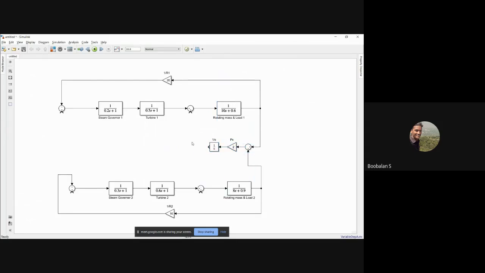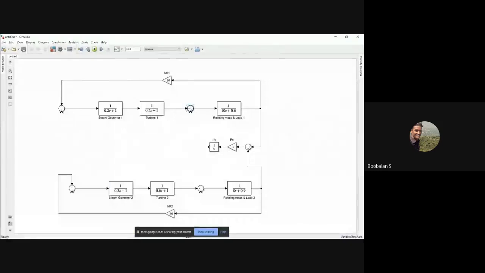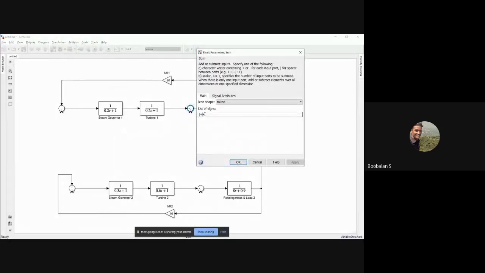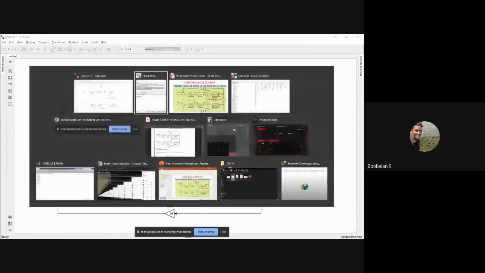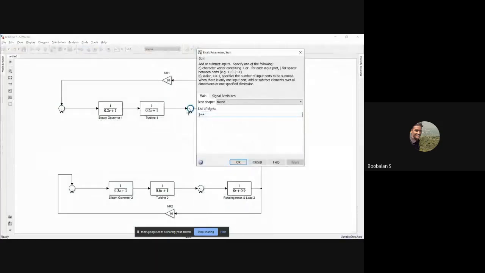Next step, we need to connect the tie lines. Watch me: del P12 goes to the negative terminal on the summing block, and also the plus terminal goes to one more summing block on this side. I'm going to use three terminals: minus, minus and plus. I think we need two minus, one on the top and one on the bottom. We need two minus, so I'm going to change this block to minus, plus, minus.